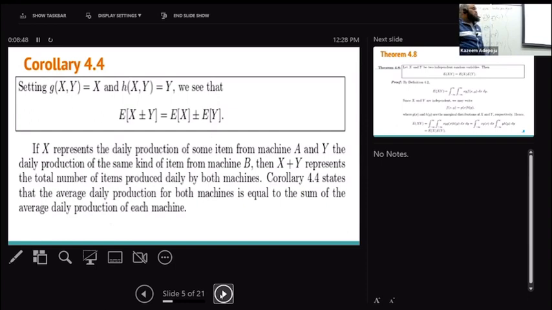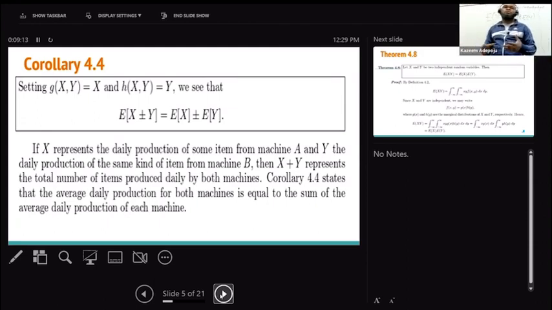Okay. In this theorem, we want to talk about, go ahead. Oh, it's X times Y. That's a good question. What is happening here is products. That's a good question. Okay.